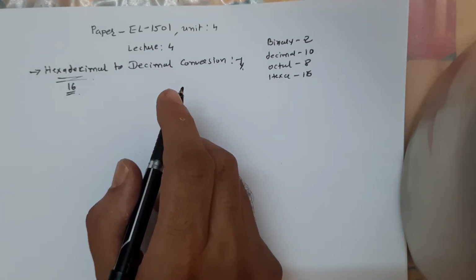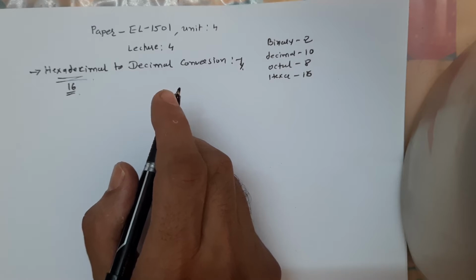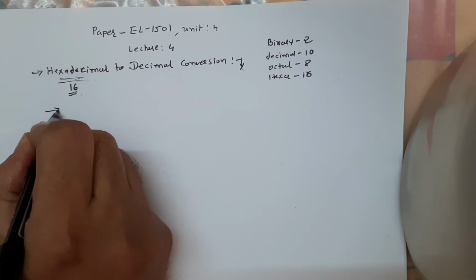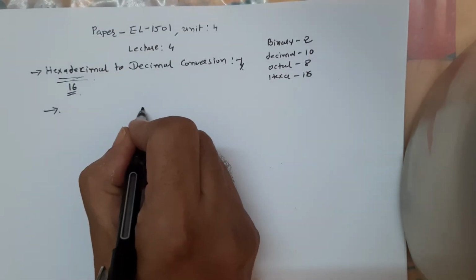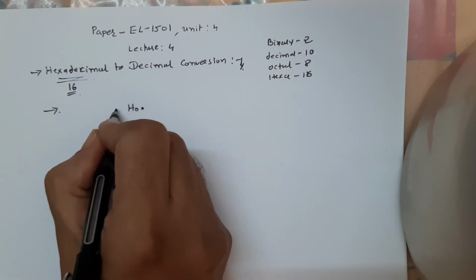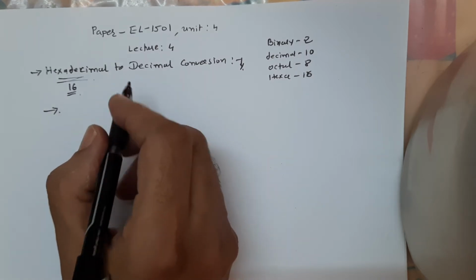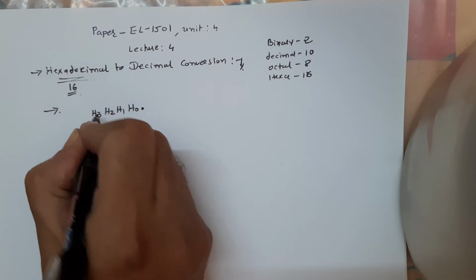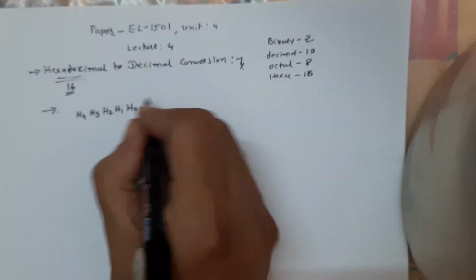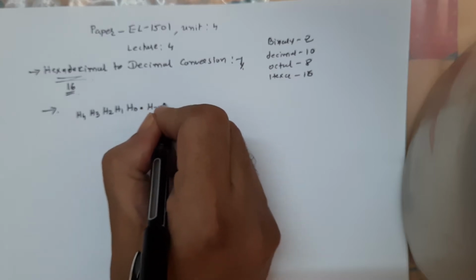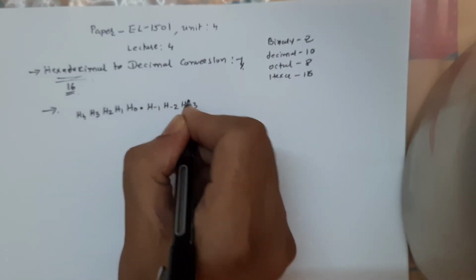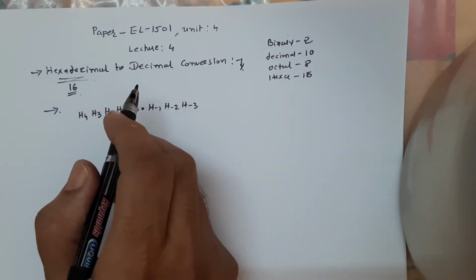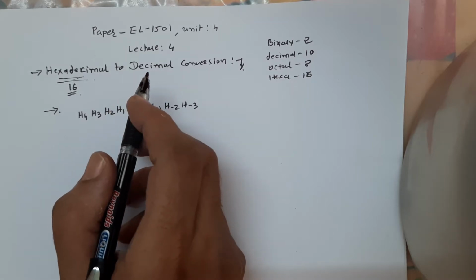How to convert the hexadecimal number into decimal number? For this, consider the hexadecimal number. This is our point. Left hand side H0, H1, H for hexa. H0 means LSB. The positions are H2, H3, H4 like this. And right hand side H minus 1, H minus 2, H minus 3 like this. The first leftmost digit from the hexadecimal point is denoted by H0.